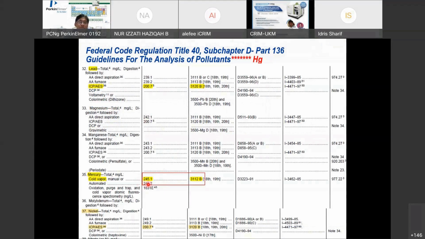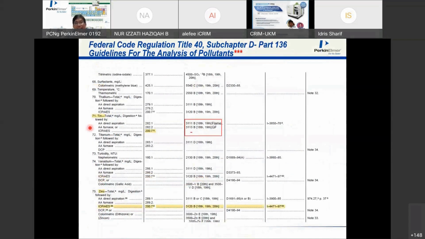But the interesting part, look at mercury. It is not 200.7, it's using 245.1 or 3112. These US EPA 245.1 and 3112 methods for mercury are basically cold vapor AAS.